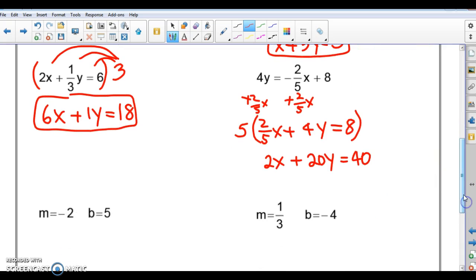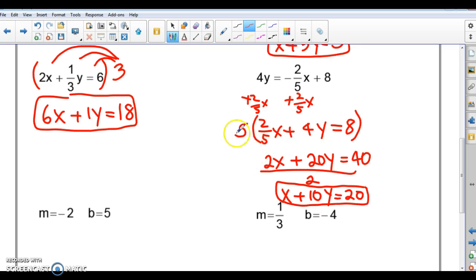Am I done here? No, because 2, 20, and 40 can be divided by 2. So it's going to be x plus 10y equals 20. Easy? Alright, some of you might say, Miss Lee, can we just multiply by the reciprocal? You can in this case, but sometimes it's not going to work. So it's better for you to just multiply by the denominator and to see if you can divide any more. Okay?